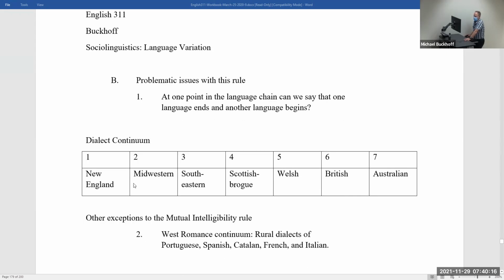If you look at some examples here, you have New England versus Australian, right? The way that they speak up in the New England area versus Australia would be pretty far on the language continuum. The vocabulary is going to be different, the grammar will be different, and some of those things.